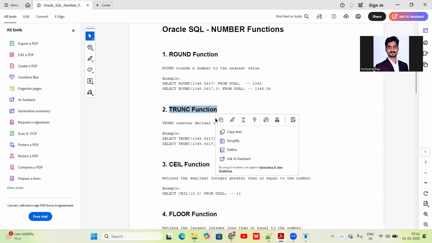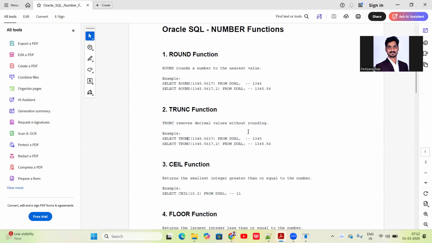Truncate, what will it do? It will remove. It will not round, it will truncate. See the example here: 135.561. It completely removes this position and gives the direct value. Then if you are giving 2, here also it won't check anything. It will just truncate to the first two decimal places.